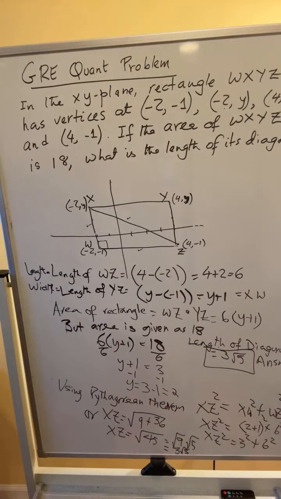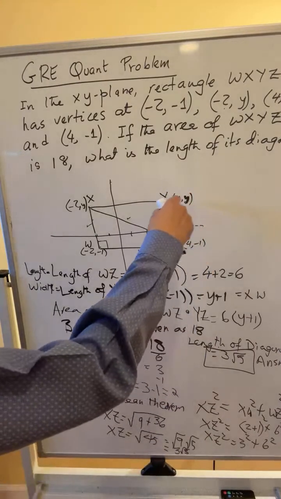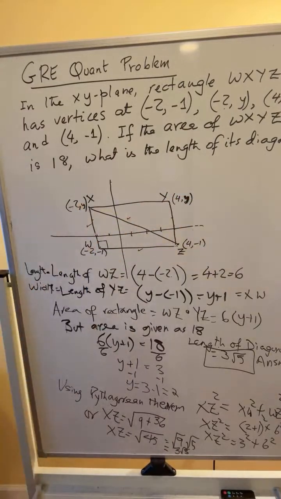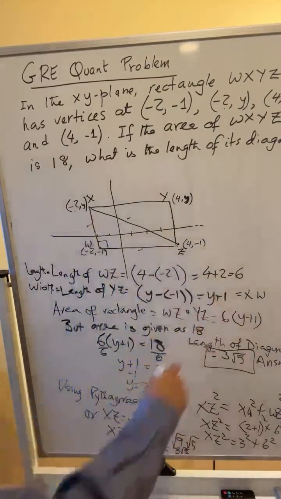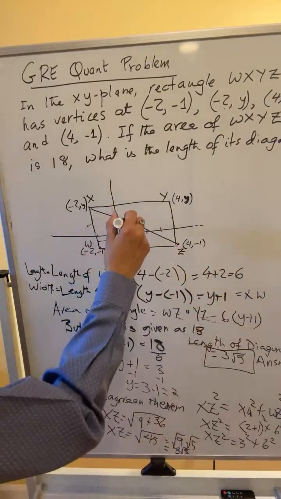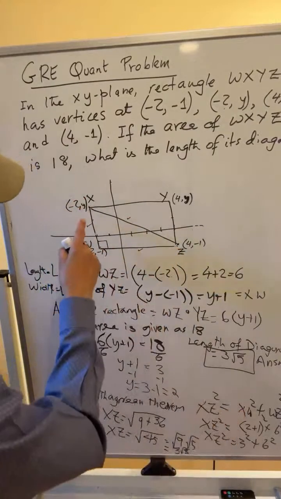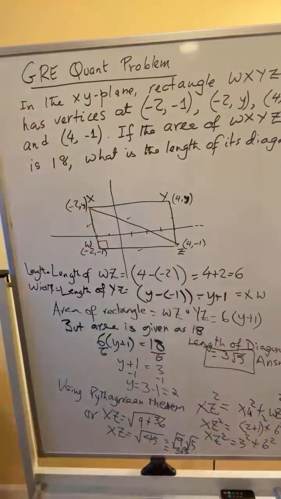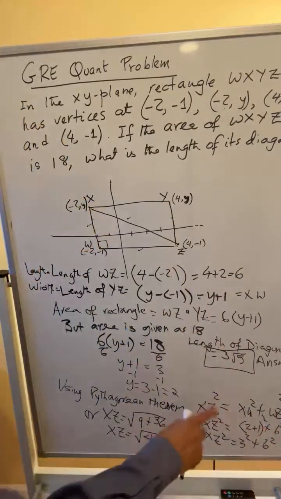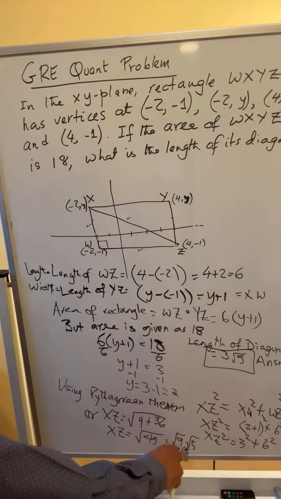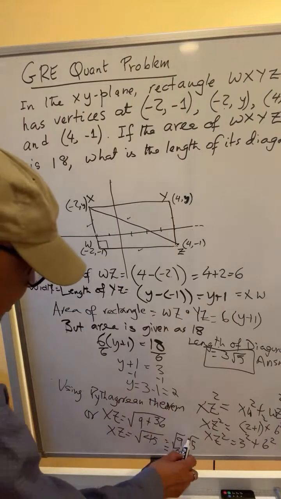Since y is equal to 2, we know the value of the y coordinate is 4, 2 for example, and this is minus 2, 2. So we will use the Pythagorean theorem, XZ square. This is the hypotenuse square, which is equal to the sum of the squares of the two other sides. So XZ square is equal to 3 square plus 6 square, which is 45. So XZ is square root of 45, which can be written as square root of 9 times square root of 5.